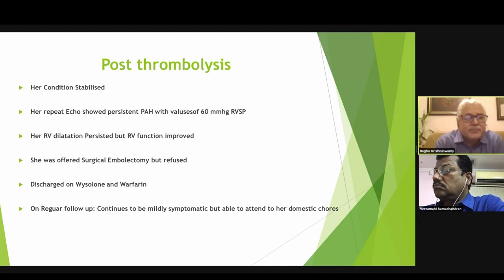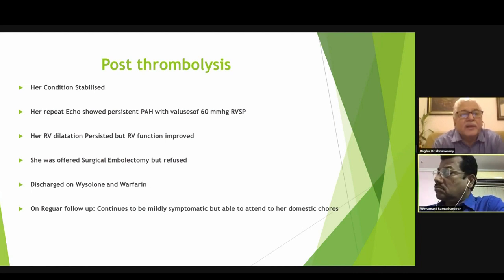She was discharged on prednisolone and warfarin. She continues to be on regular follow-up. She continues to have pulmonary hypertension, but is able to do her routine domestic chores and is only mildly symptomatic.